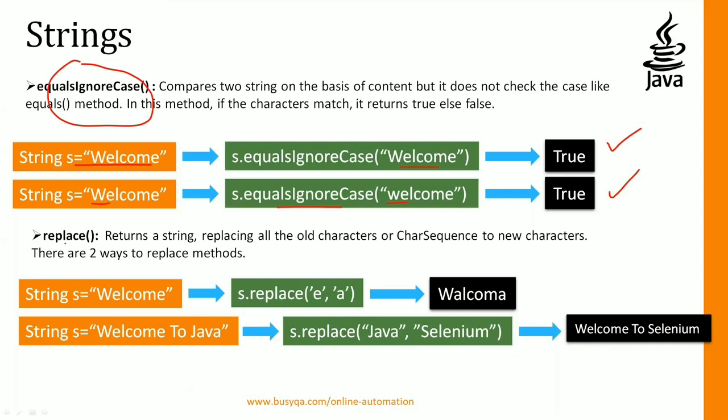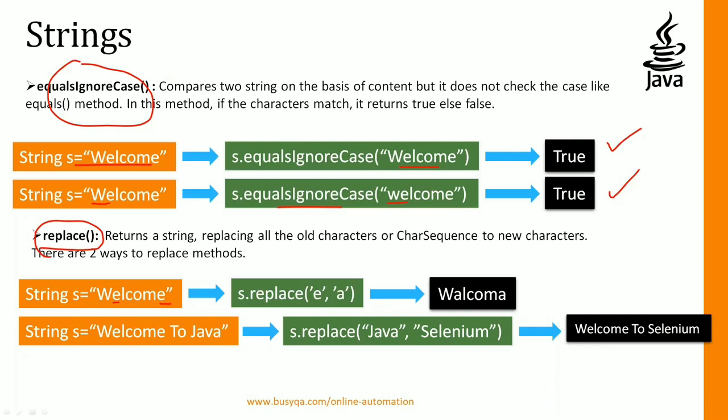Now we have another method. I will finish it in another 5 minutes. So we have another method called replace. The replace method can be used in two different ways. One is, in this particular string we can replace a few characters. Suppose I want to replace E with A. So wherever E comes, I want to replace it with A. So we can replace characters.